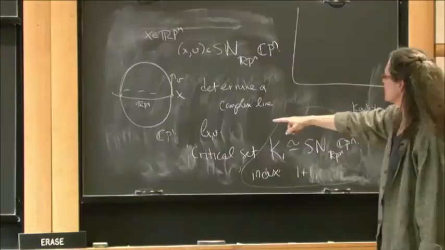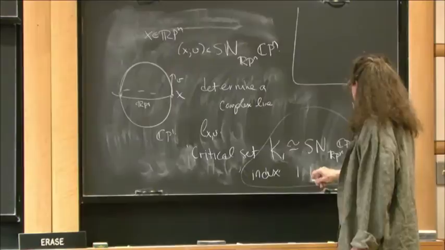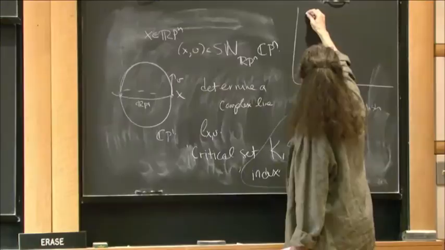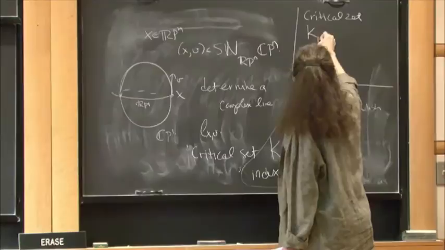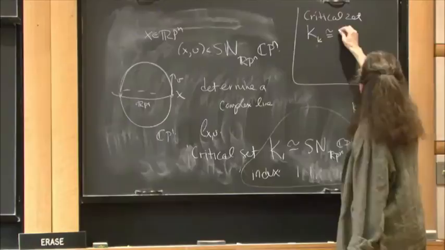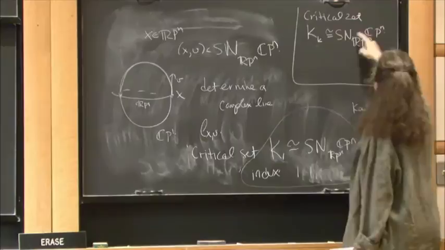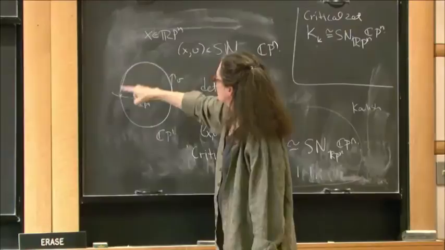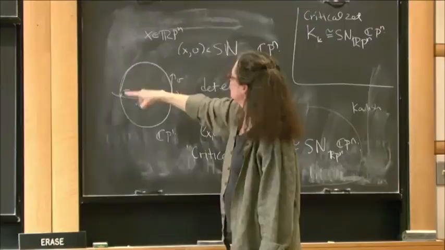So there's a critical set with index 1, sorry, K1 has index 1. And there's also another critical set, K sub K, and this is the one that had that index. So again, it's a copy of this normal bundle. It's another copy of this normal bundle, and it consists of those geodesics that start at x and go off and go k half circles, right? So they go 1, 2, 3, 4, 5, 6, 7, and they come back after k half circles.